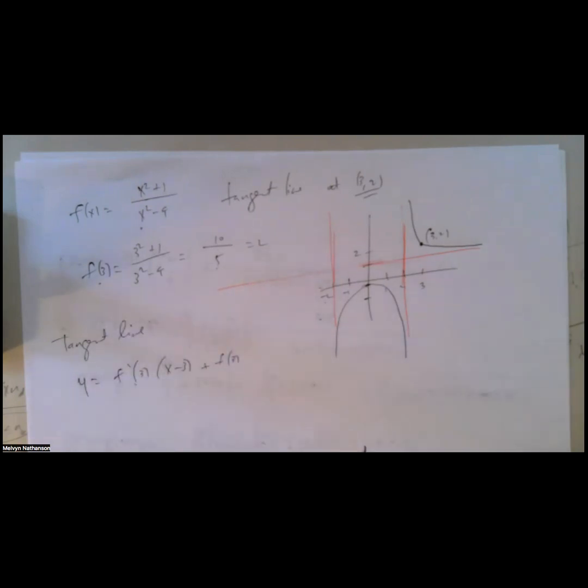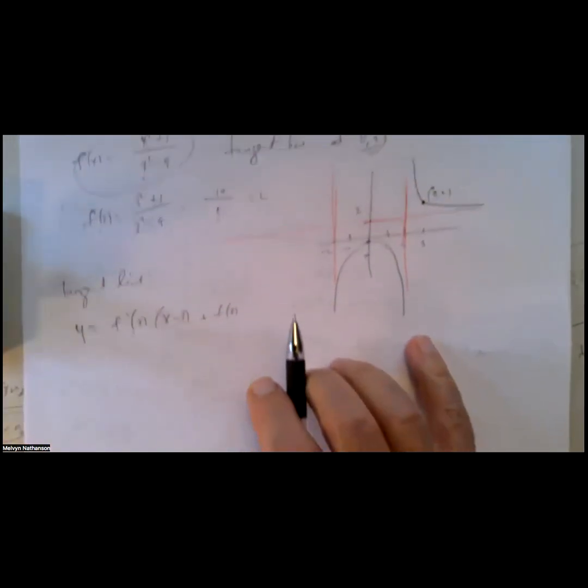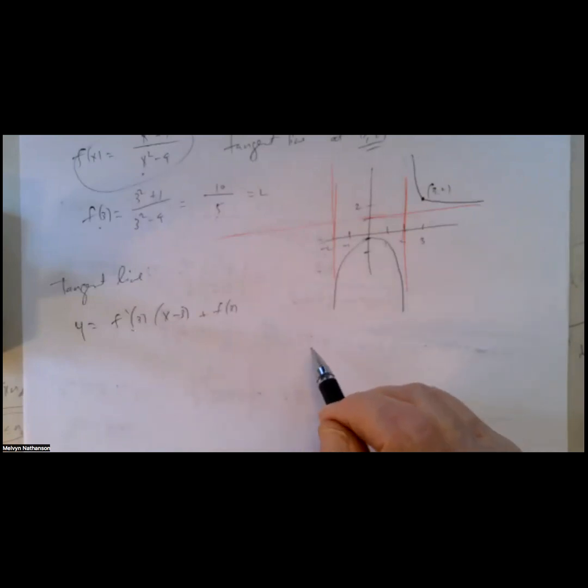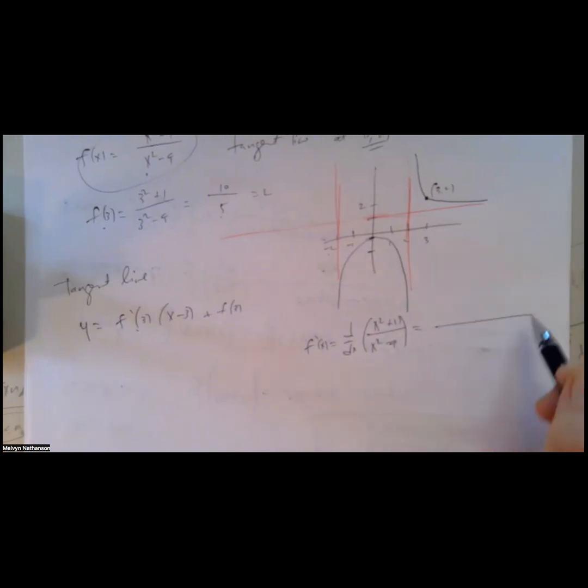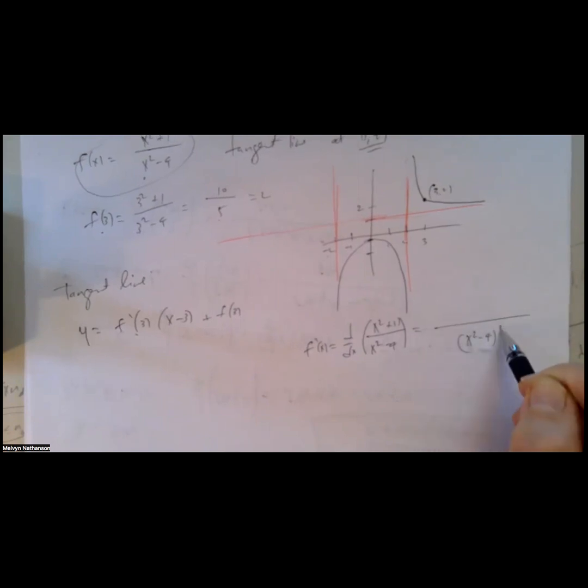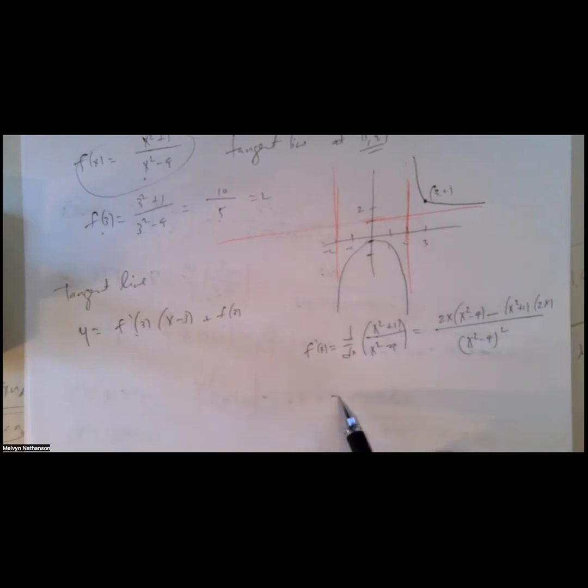What's the derivative of the function at 3? So I need to take my function and differentiate it. So let me do it right here. I want to find f prime of x. That's the derivative with respect to x of this quotient, x squared plus 1 over x squared minus 4. So that's the denominator squared. And in the numerator is the derivative of the numerator of the function, the derivative of x squared plus 1, which is 2x, times the denominator minus the numerator times the derivative of the denominator.